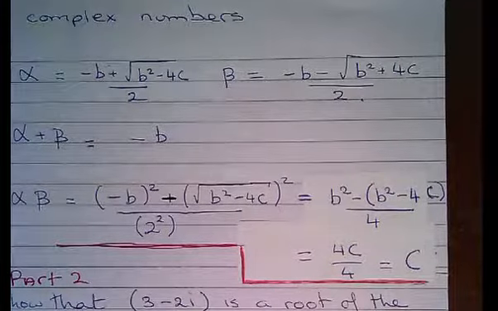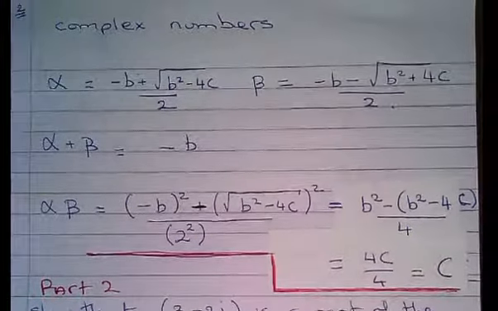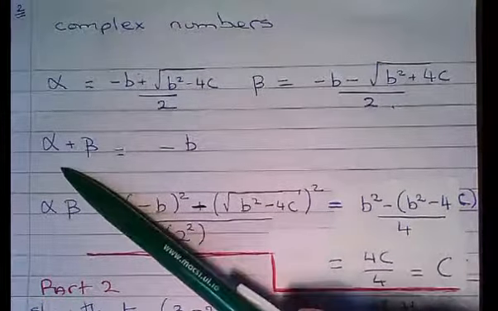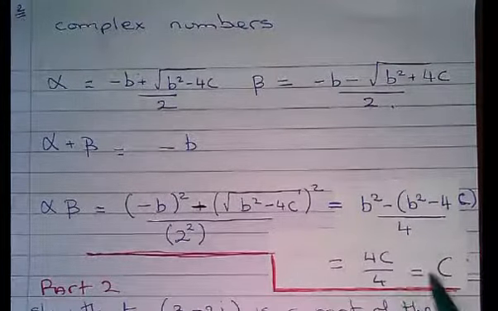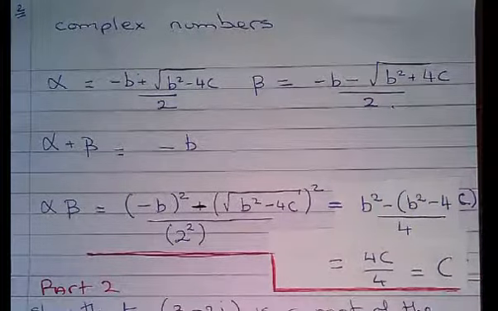Okay, so just to sum up, alpha plus beta equals minus b, and c is equal to alpha times beta.